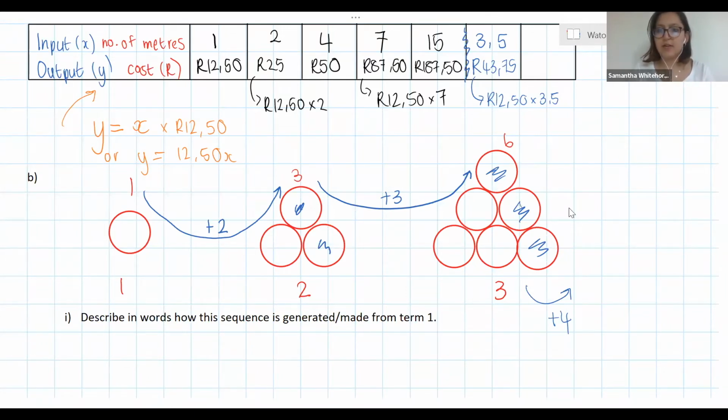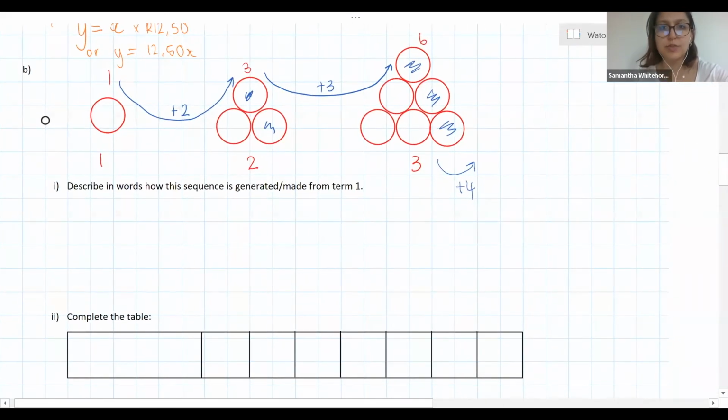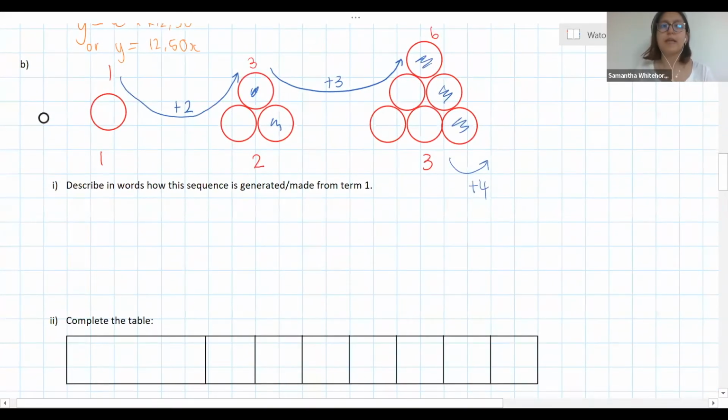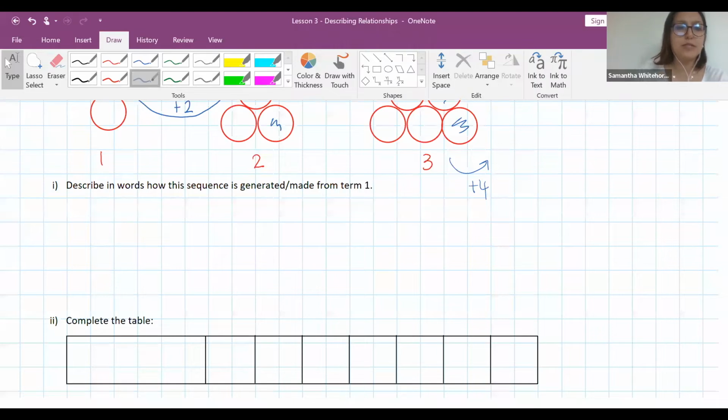So let us have a look then at filling in a table. So what I'm going to try to do is just make this a tad smaller so that we can still see our circles with the table. All right, there we go. And so again, we have an input and we have an output.